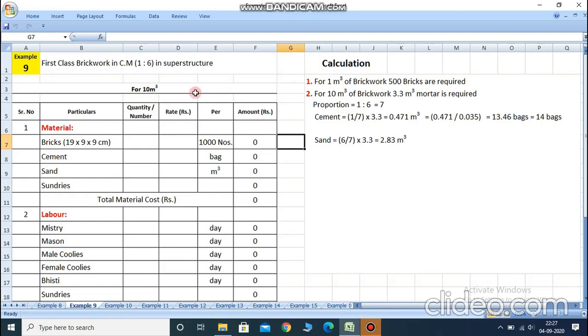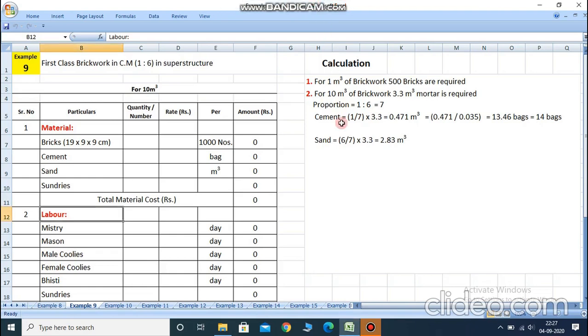Here this calculation is divided into two parts. First is the material cost and second is the labor cost, and then we add 1.5% water charges and 10% contractor profit. The summation of the material, labor, contractor profit and water charges gives the total rate analysis of a particular item.